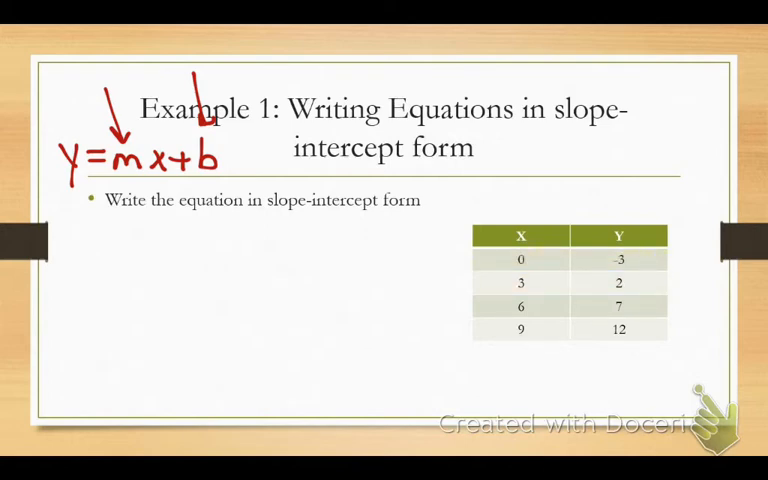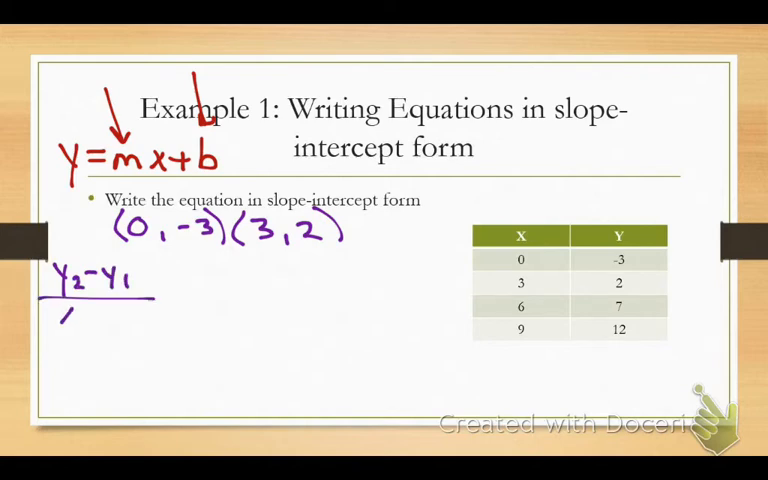So we're going to list them: 0, -3, and 3, 2. Those are my two ordered pairs. Can I use ordered pairs to find slope? Absolutely. What is my formula? y2 minus y1 over x2 minus x1. Remember, this is my formula when I have ordered pairs. Now go ahead and plug in your numbers and find your slope.